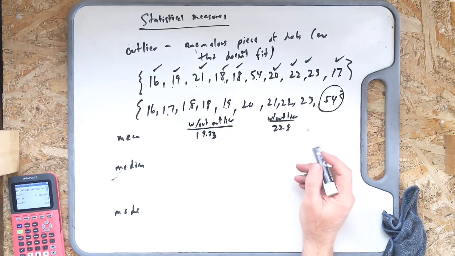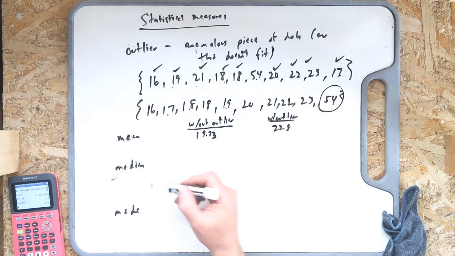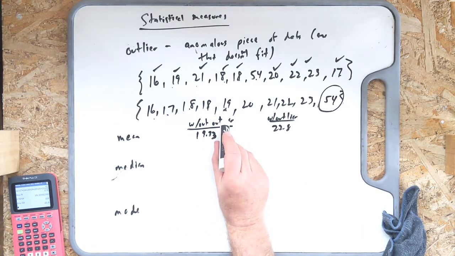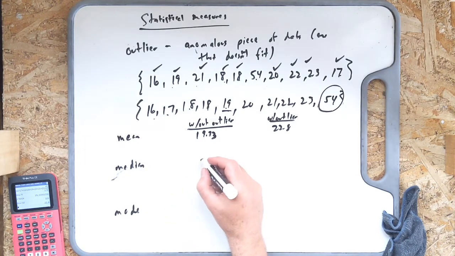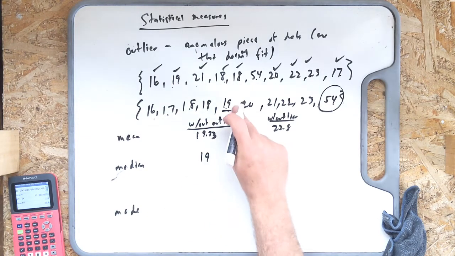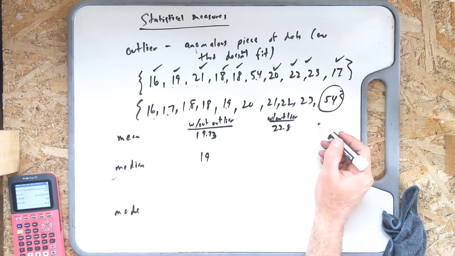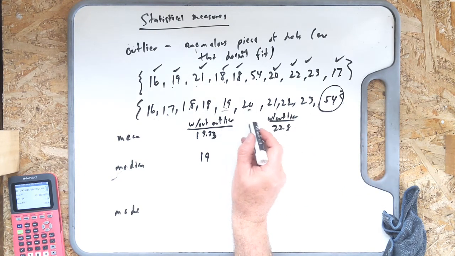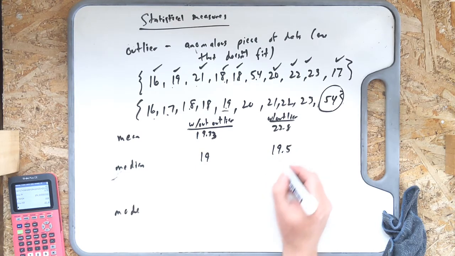Okay, median, again, I can count them. I'm going to do it without the outlier first. There's 1, 2, 3, 4, 5, 6, 7, 8, 9 pieces of data, which is an odd number, so it's just the fifth one that's the median, which is right there. 4 on that side, 4 on that side. And that means the median is 19. If I keep the 54, there are 10 pieces of data, which means the median is now between 19 and 20, the average of 19 and 20, or 19.5.